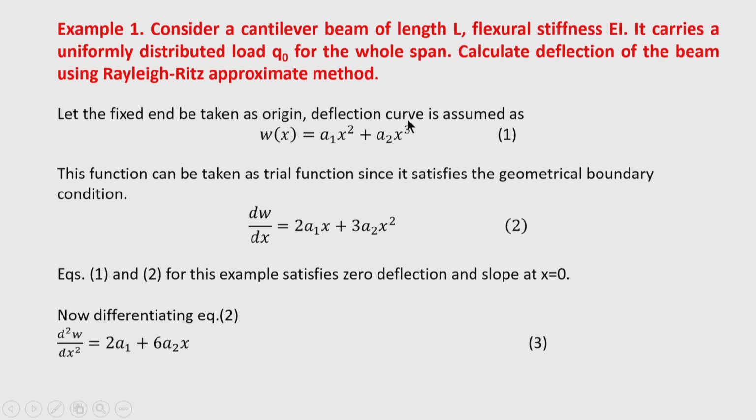Now, this function is chosen because you can observe that this function satisfies the deflection at the fixed end and slope at the fixed end. Fixed end is 0. So, put x is equal to 0, deflection is 0. Again, if you differentiate it and put x is equal to 0, the slope is 0. So, slope and deflection at the fixed end are satisfied. Therefore, this represents a possible deflection function of the equation.